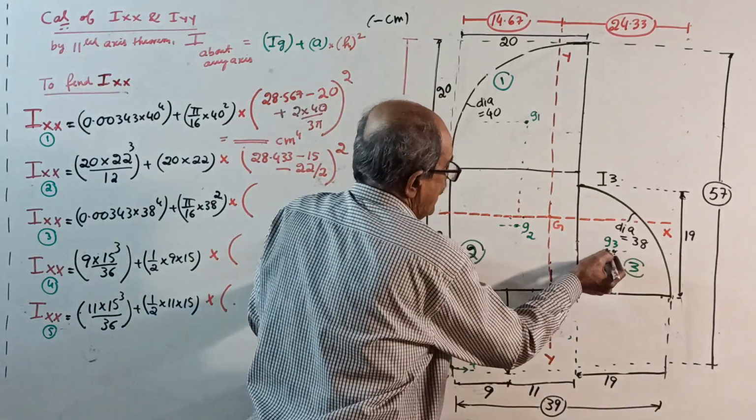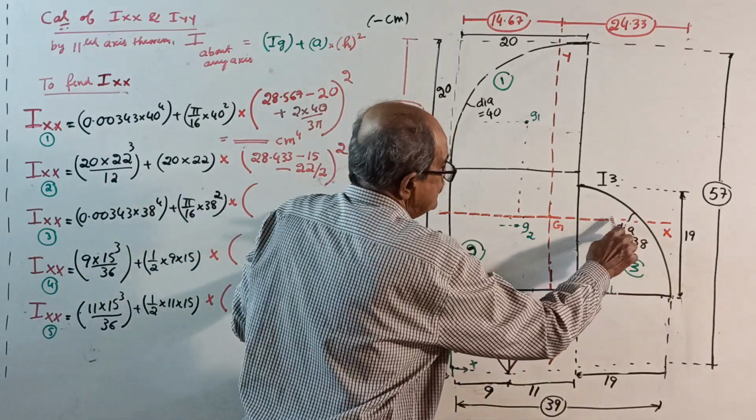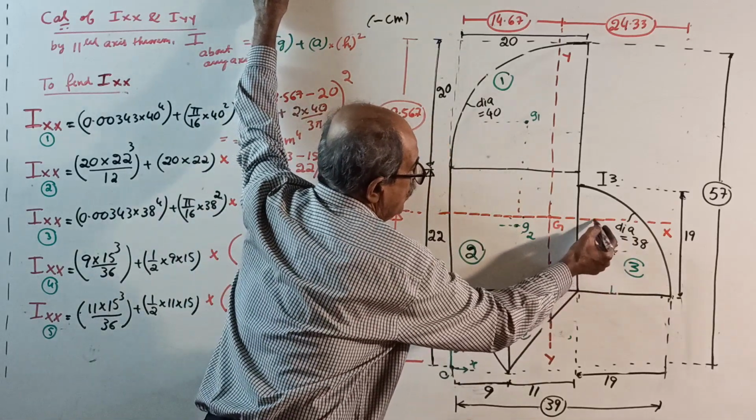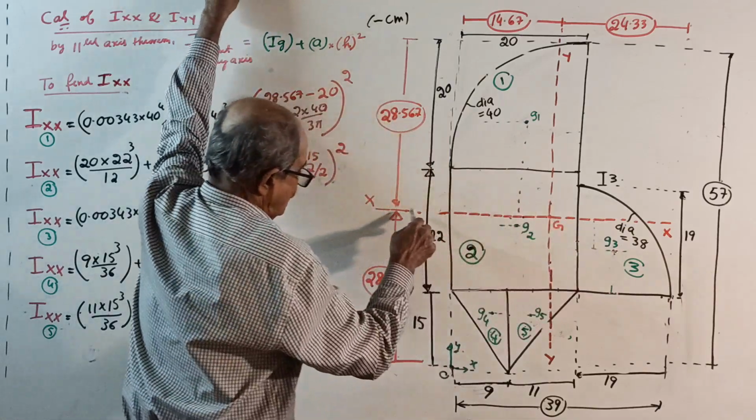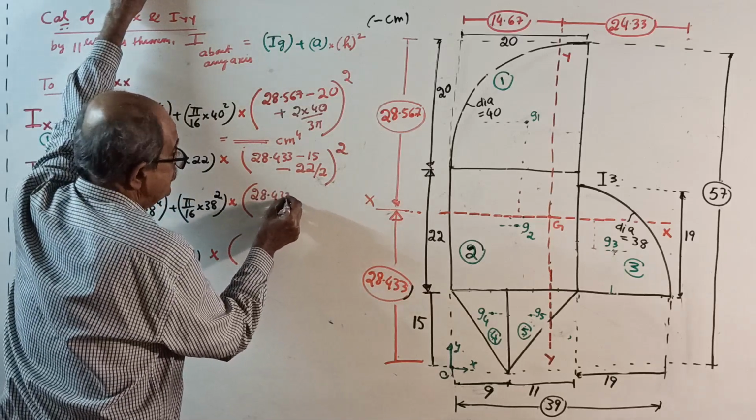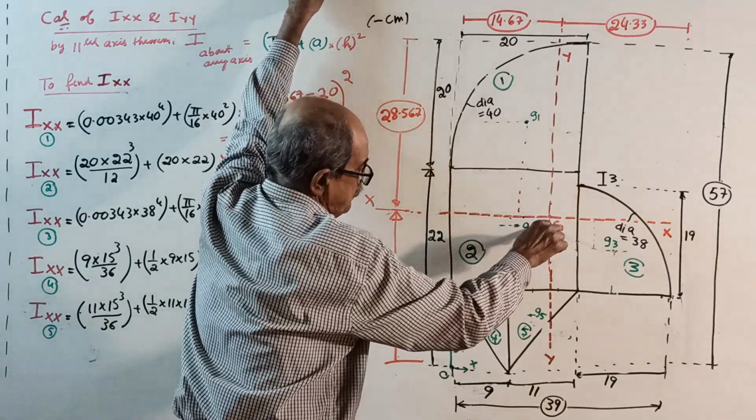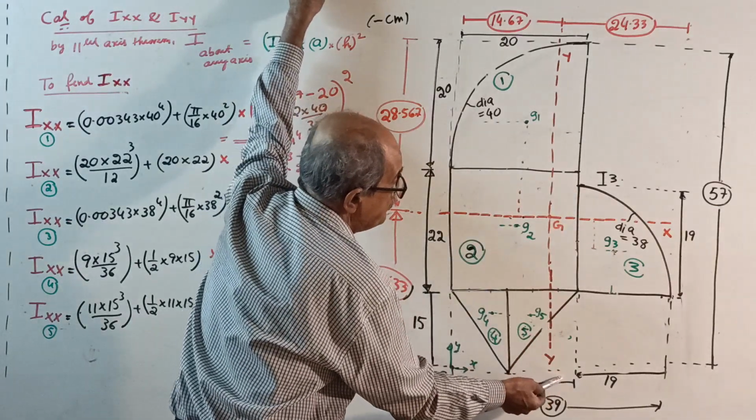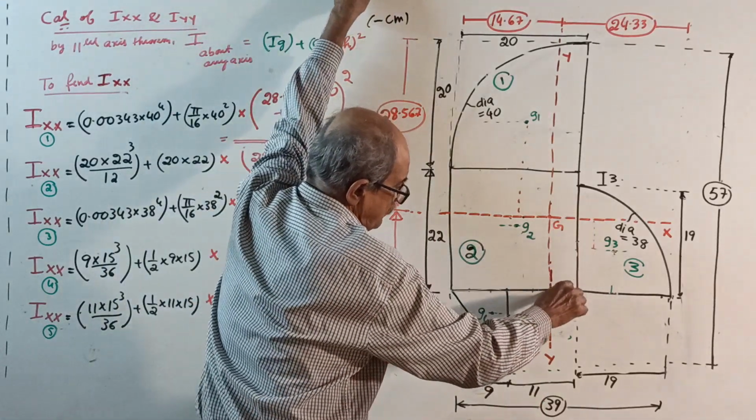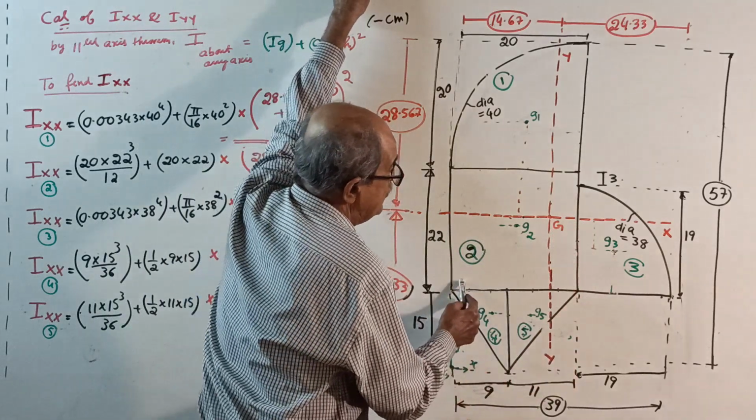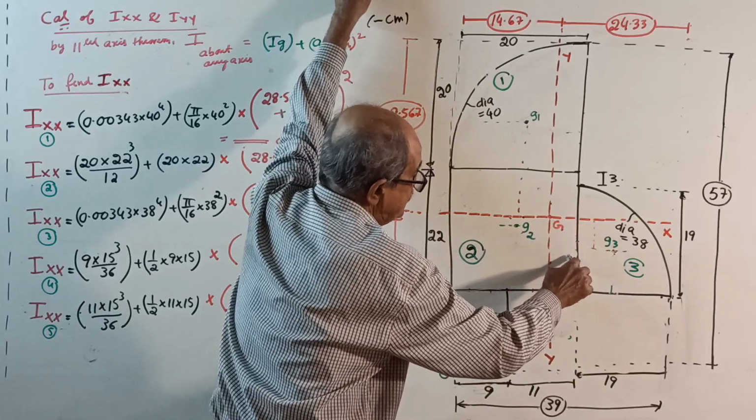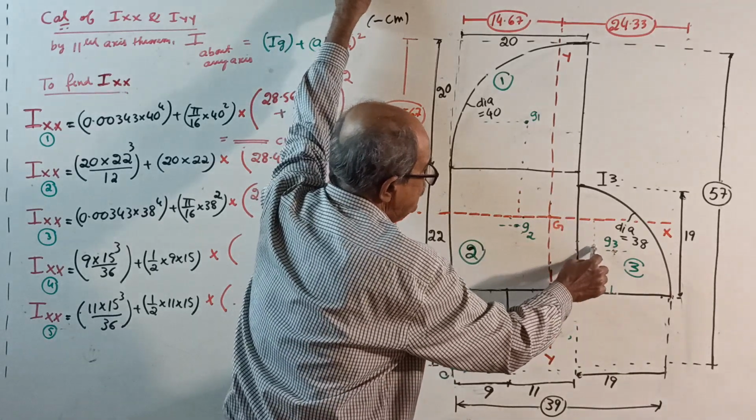I about its own axis already told. Area into, see, this distance square is, be careful now, from G3, we want this distance square. That is 28.433. Be very careful. From 28.433, subtract 15. 28.433 minus 15 will give you what? This distance. We want this distance square.